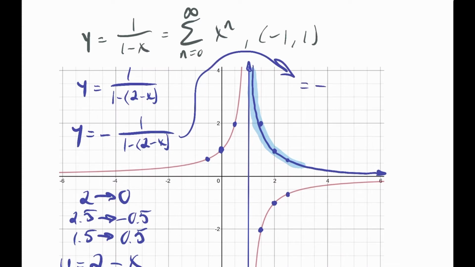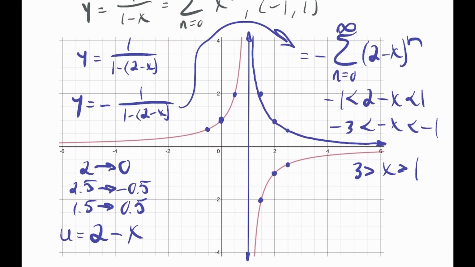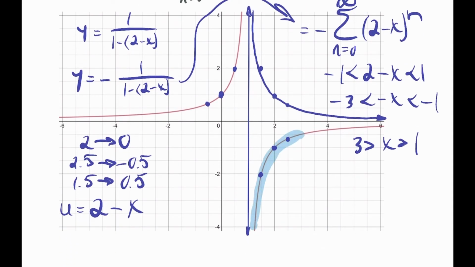Okay, so that means I'm going to have to use this power series representation. This equals the negative of the sum as n goes from 0 to infinity of (2 minus x) to the n power. And this will be convergent whenever 2 minus x is between -1 and +1. So if I subtract 2 on all sides, I'll get -3 is less than -x is less than -1, right? Because I subtracted 2, and then negate everything, I'll get 3 is greater than x is greater than 1. So x is between 1 and 3, okay? So that, as I pointed out, is this section right here.